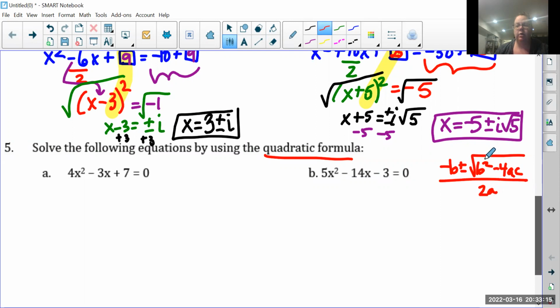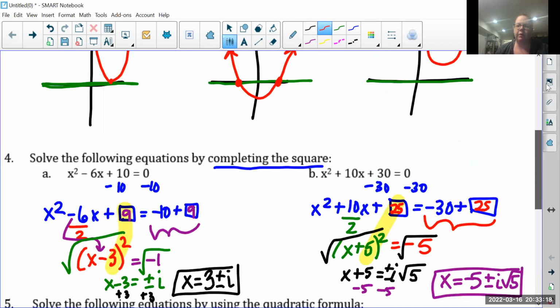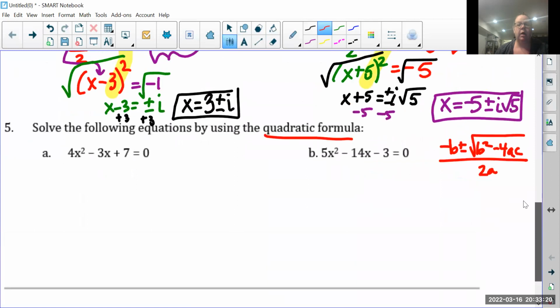Over to A. So it's right here, and it was at the top of the paper too, if you forgot. It's all the way at the top of your paper. I'm just writing it down here so we can remember. We always want to make sure they equal 0, which these are both set up nicely to equal 0. So then I can go ahead and find my A, my B, and my C. My A equals 4, my B equals -3, and my C equals 7.